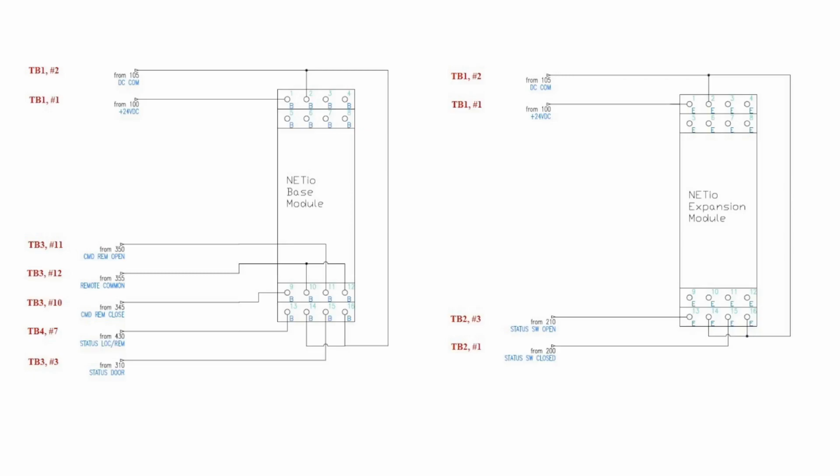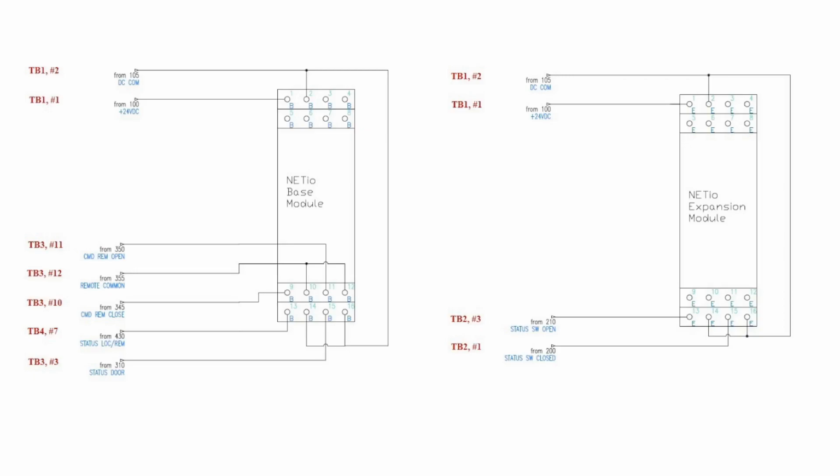Power to both NetIO modules comes from a positive 24-volt DC terminal at terminal block 1, slot 1 in the SECO cabinet and connects to pin 1 at the top left of the NetIO module. And the connection for DC common comes from terminal block 1, slot 2 connecting to the NetIO module's pin 2.